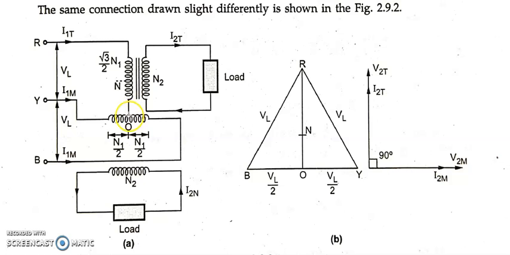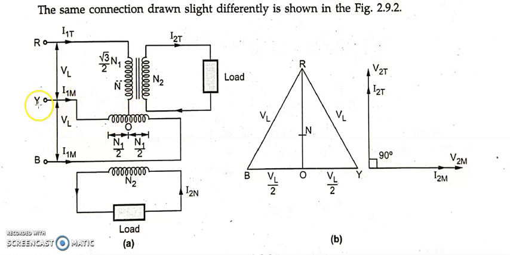Because I1M is getting added up here like this. Yes or not? I1T by 2 is flowing from top to left side like this, as well as I1T by 2 flowing from top to right side like this. So will my IY become equal to I1M? No. It will be IY is equal to I1M minus I1T by 2. Yes or not? Because it is opposing, right?